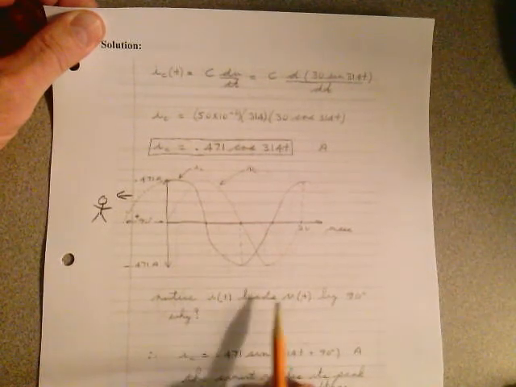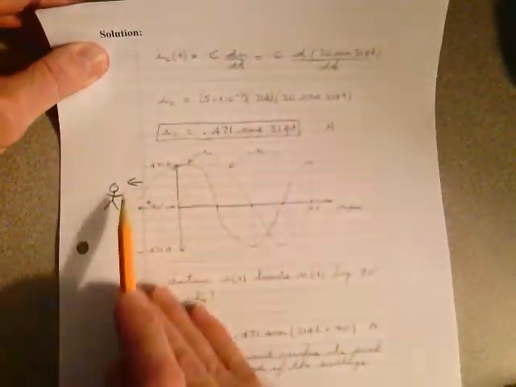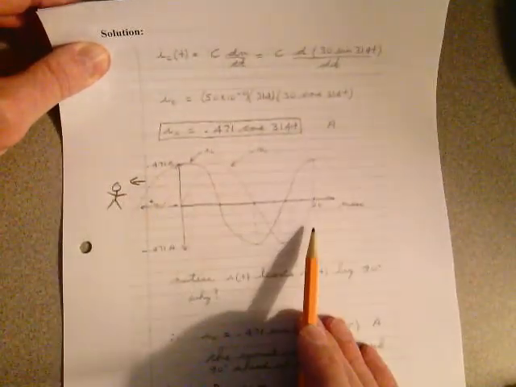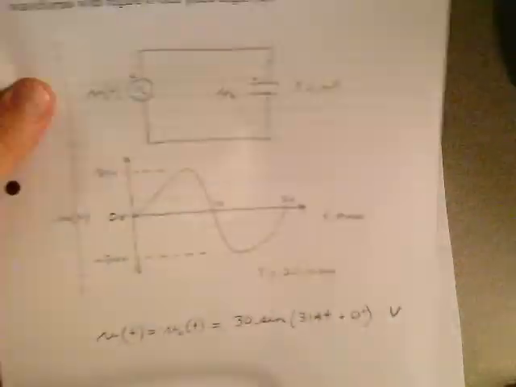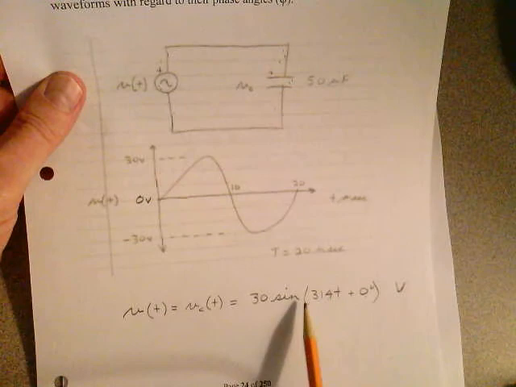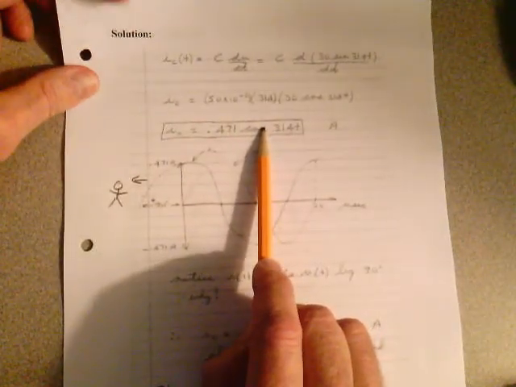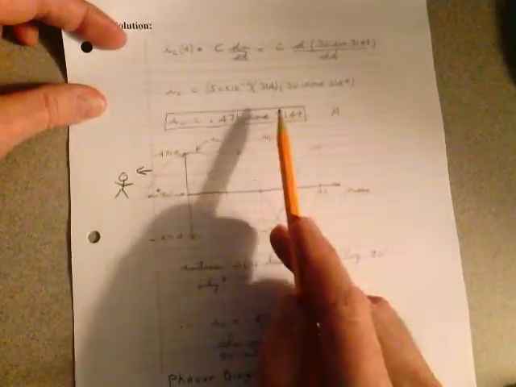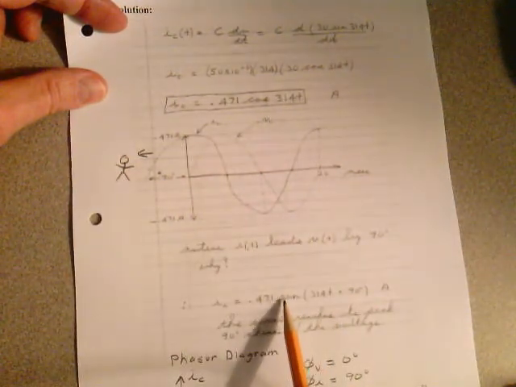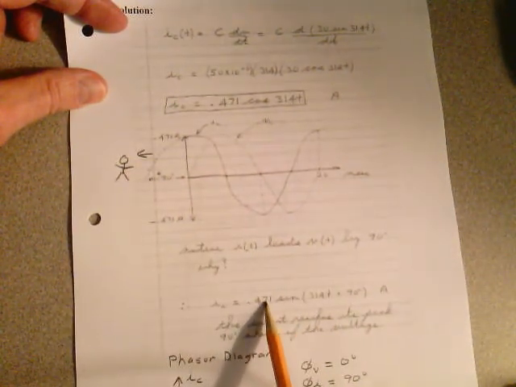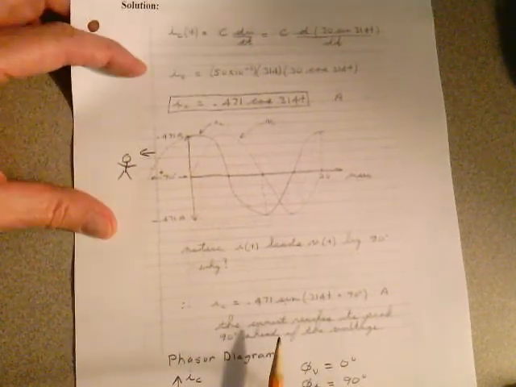So the current's going to lead the voltage across the capacitive circuit. Now, if you don't like drawing these waveforms, which I don't recommend, I would just take this. Since we took a look at the voltage in terms of the sinusoid, we have to compare apples to apples. We have to convert this to the sine wave. Well, I just showed you how to do that. You just have to add 90 degrees. So now I can say that the current, in terms of sine, is 0.471 times the sine of 314t plus 90 degrees. And that's in amperes.